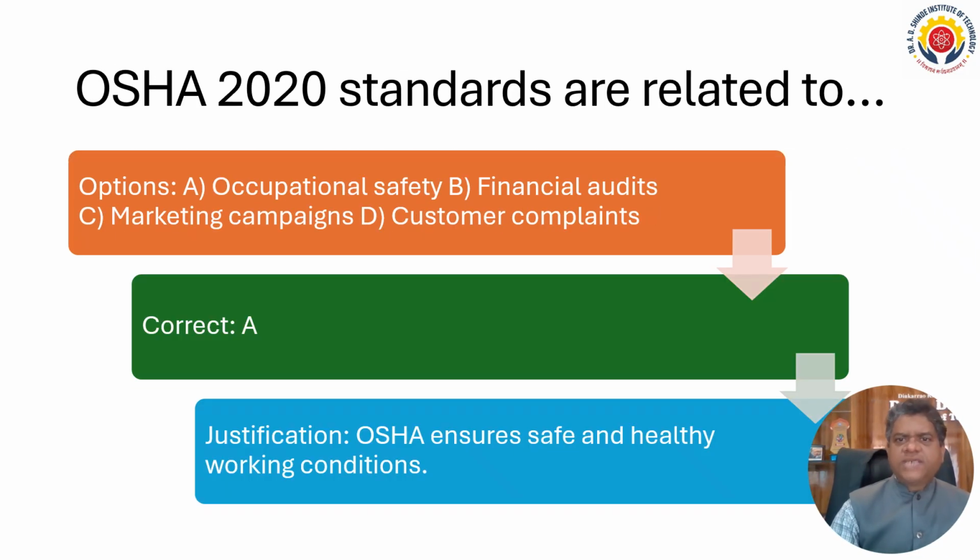OSHA 2020 standards are related to. So OSHA basically ensures safe and healthy working conditions, and hence it is related with occupational safety. The correct option is A.